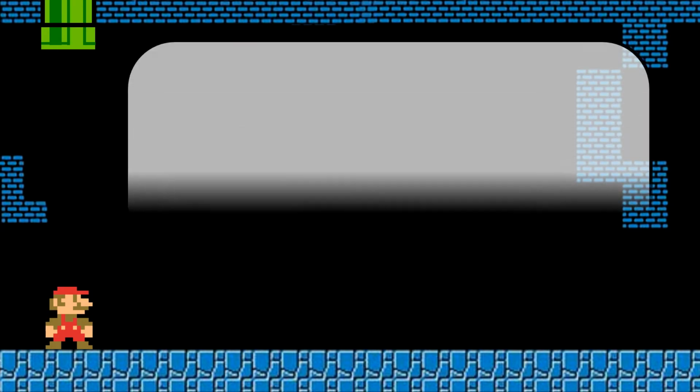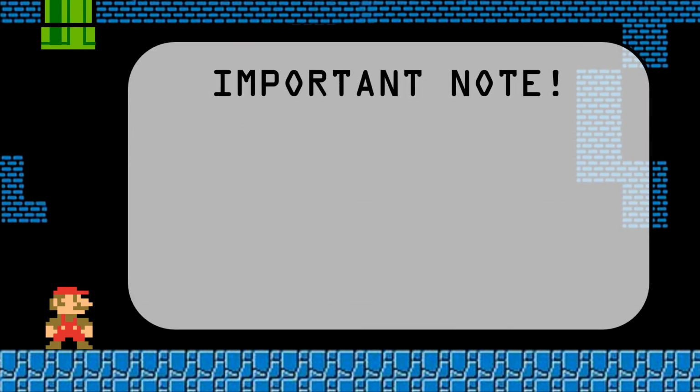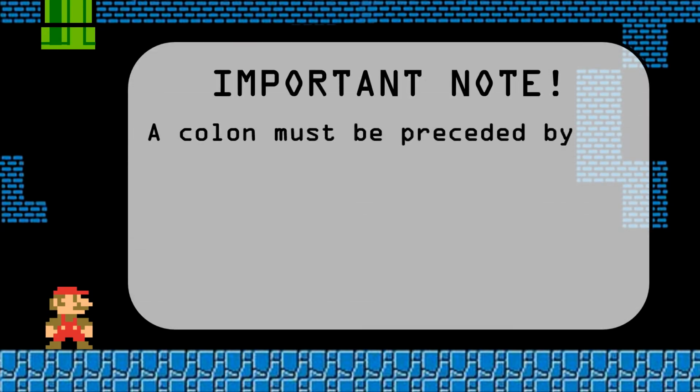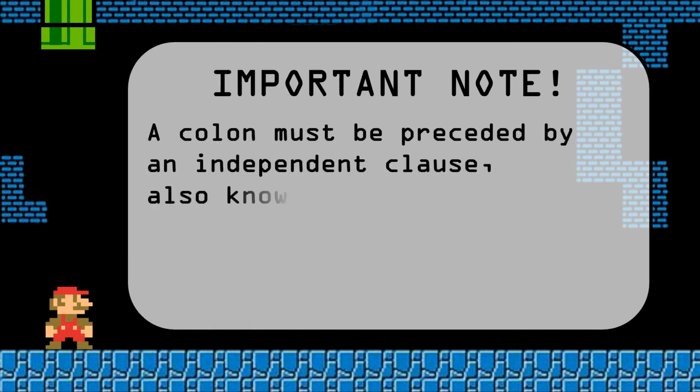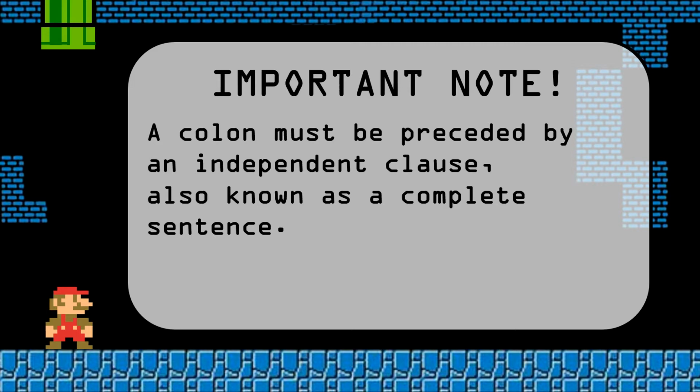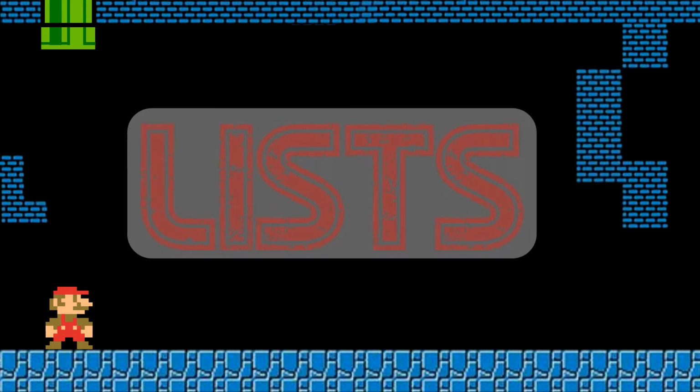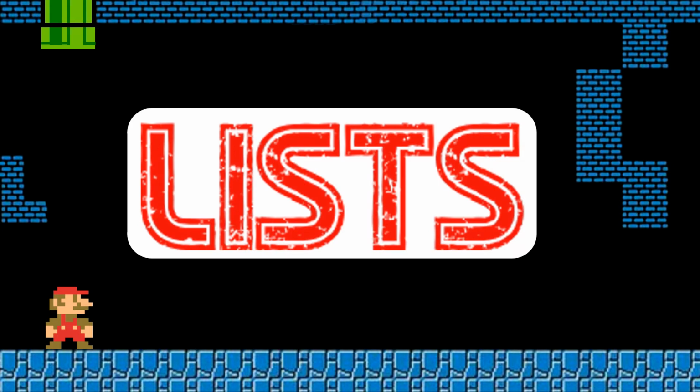Now, before we begin, let's consider an important note. A colon must be preceded by an independent clause, also known as a complete sentence. That means that when you use the colon, whatever element comes before the colon should operate as a complete sentence if you simply close it out with a period. But this can be a little complicated, so let's first take a look at how that rule applies correctly and incorrectly with regard to lists.